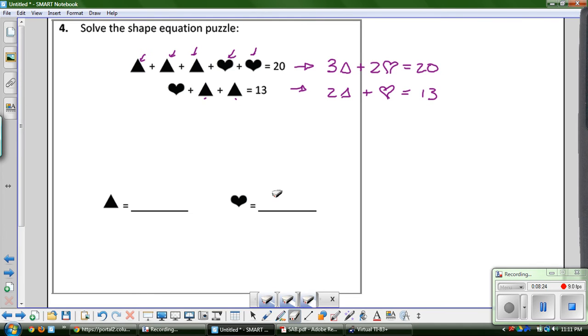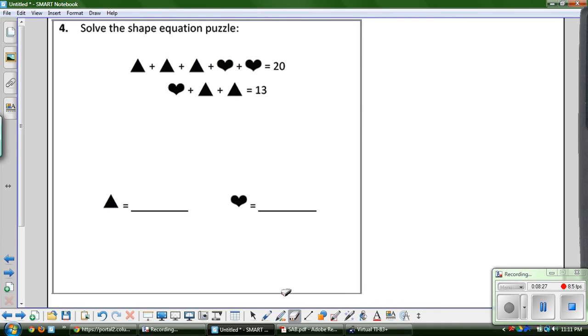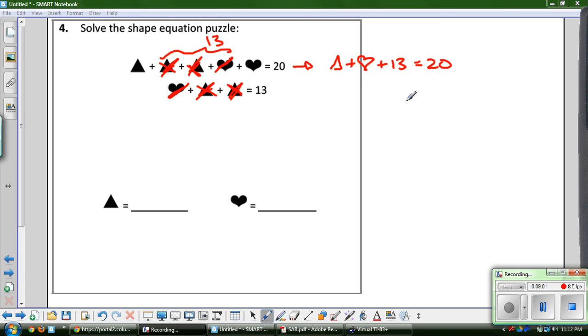Let's try this. Consider this. I have these things up here that equal 20. I have these things up here that equal 13. If I take this heart, and then these 2 triangles, and these 2 triangles, that means this much of it is 13. Okay? So really, this first equation is going to be a triangle plus a heart plus 13 is equal to 20. So if we continue this line of thinking and we subtract 13 from both sides, that tells me that a triangle plus a heart is equal to 7.